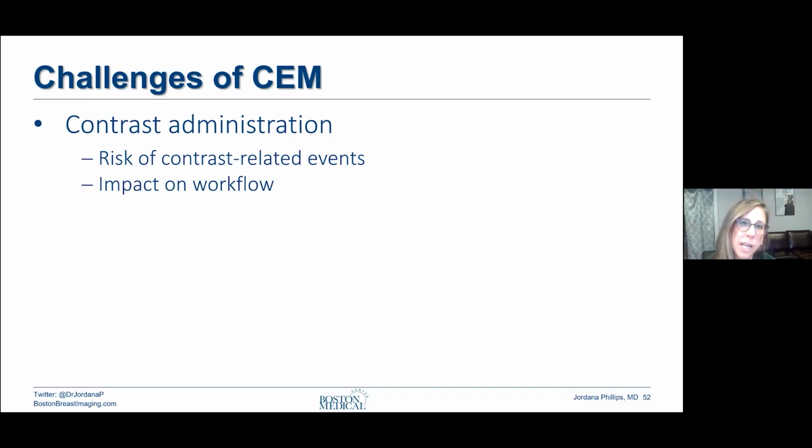That being said, the ACR contrast manual still treats it as an entity to be mindful of. And so you should talk to your individual institution to see how they navigate this. Do they test people's renal function before administering contrast? Or you can always refer to the ACR contrast manual for how to navigate this.